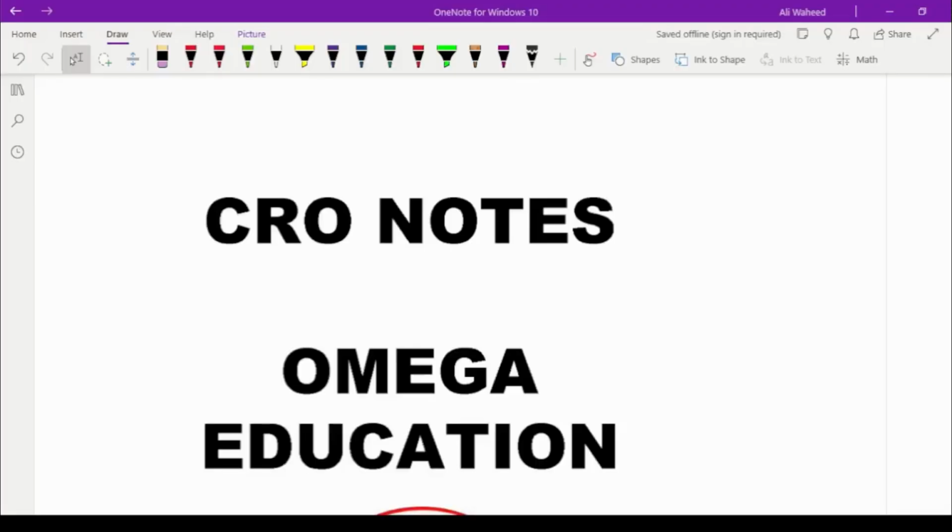Cathode ray oscilloscope. This topic has been mentioned at least 2-3 times in the syllabus. One of them is with the title of Uses of Oscilloscope. So if I show you the syllabus, one of the mentions of the topic of oscilloscope is over here.